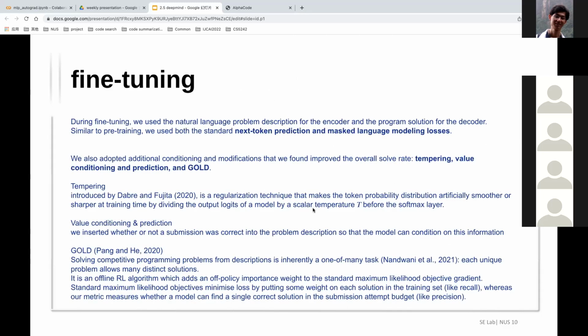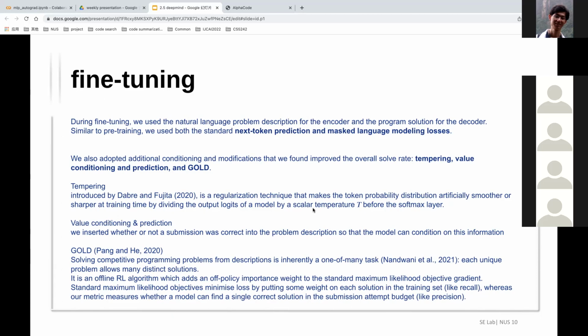Okay. And for the fine-tuning, I just mentioned that it still uses next token prediction and masked language modeling. And they also adopt some additional conditioning and modifications that could improve the overall rate. That is, they refer to some techniques, such as tempering. Tempering, introduced in this paper, is a regularization technique that makes the token probability distribution artificially smoother or sharper at training time. And there's another called value conditioning and prediction. In this technique, they insert whether or not a submission was correct into the problem description, so that the model can condition on this information.